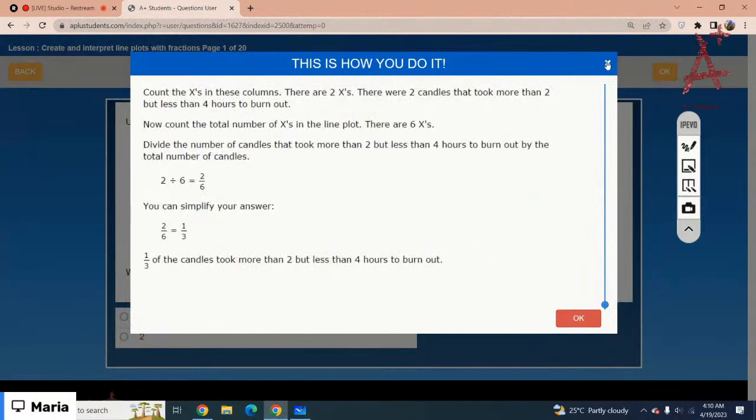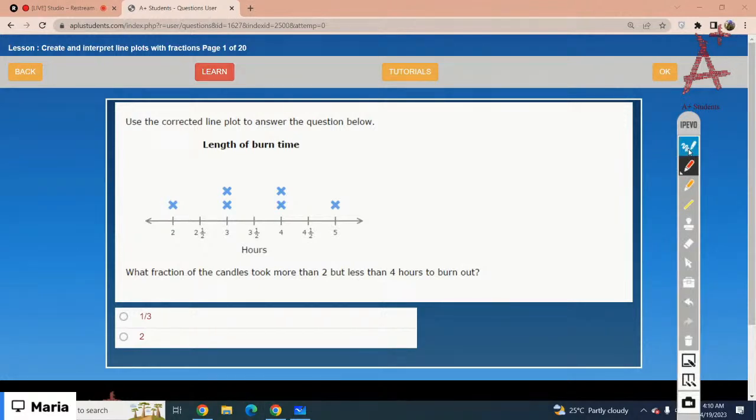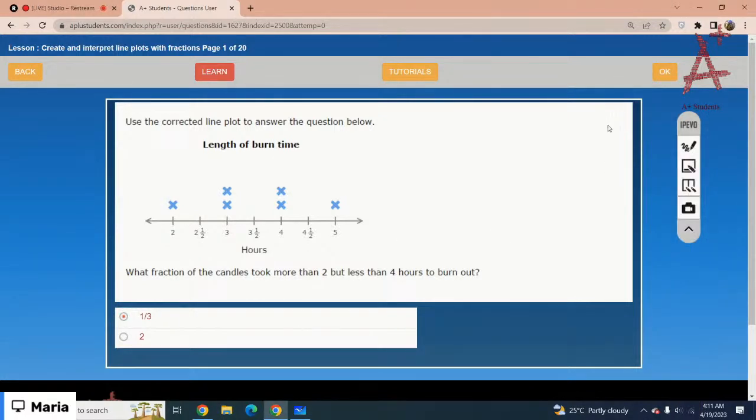Okay, you need to calculate what fraction of the candles. So more than 2 and less than 4, you have just one value. Got it? So it would be 3, because in front of 3 you have two values. So the total values are 1, 2, 3, 4, 5, 6. So you have to divide it by 3. It would be 1 over 3. So that is 1 over 3. Got it? That would be 1 over 3.